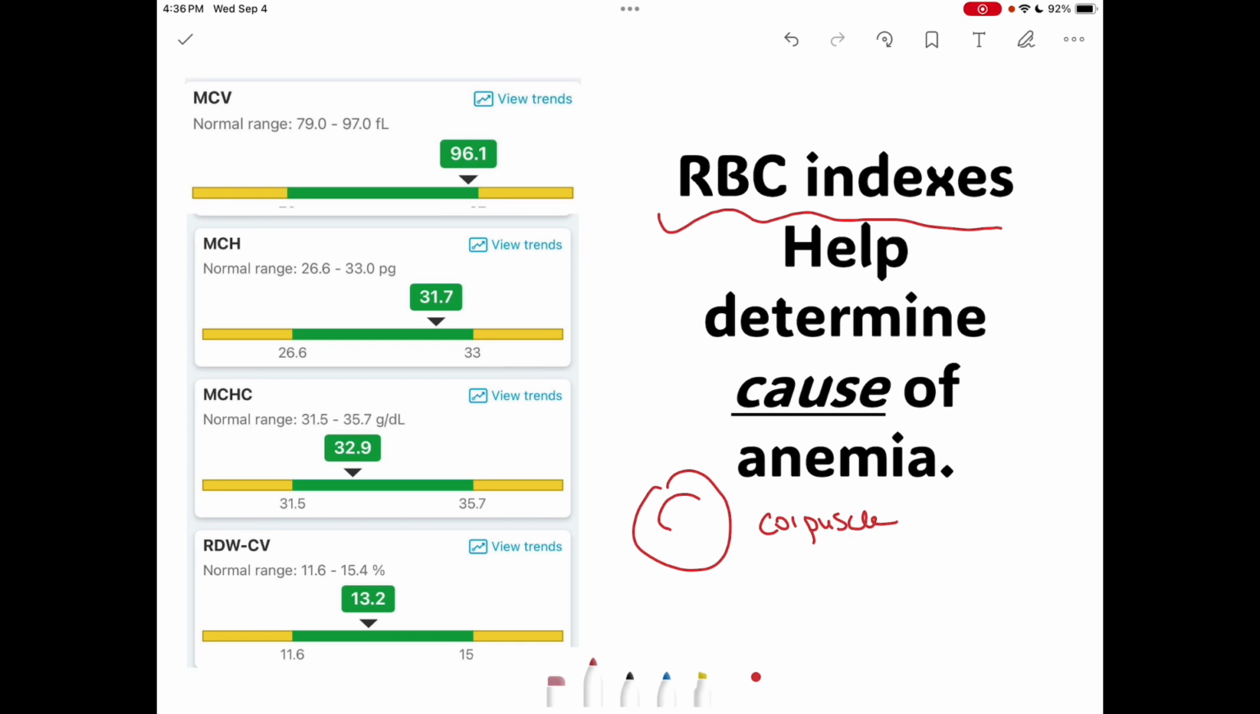So this one is mean corpuscle volume. So how big are the red blood cells? Are they full? This next one is an average amount of hemoglobin in the corpuscles. This one is the mean amount of hemoglobin in the corpuscles. And this one has to do with how similar they are in size. So if it's really high, that means they're of different sizes.